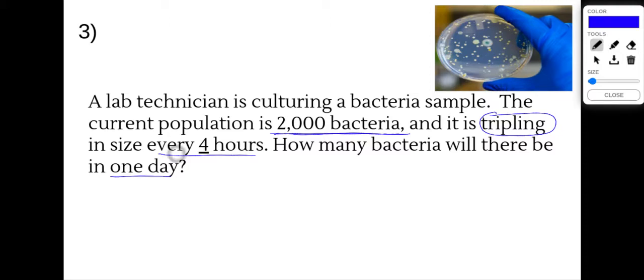Well, if it's tripling every 4 hours, let's change this day into hours. So let's say 24 hours. That way our time periods, our labels, will be the same. So it triples in size every 4 hours. How many bacteria will there be in 24 hours? Well, how many 4-hour periods are there in 24 hours? How many times do we want this to triple? There are 6 4-hour periods in 24 hours. So I want this to triple 6 times. Okay, I think we're ready for our function rule.